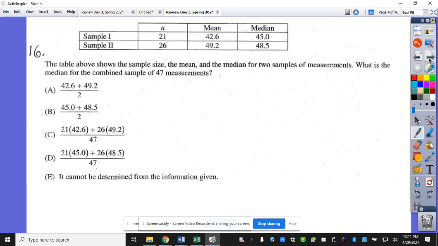And I can do that if all that I told you was how many were in this class and what their mean was, and how many are in this class and what their mean is. That's all you need to do that equation backwards. So, of those answer choices, which one would find me the mean? Which one of those is the equation for finding the combined mean? C.